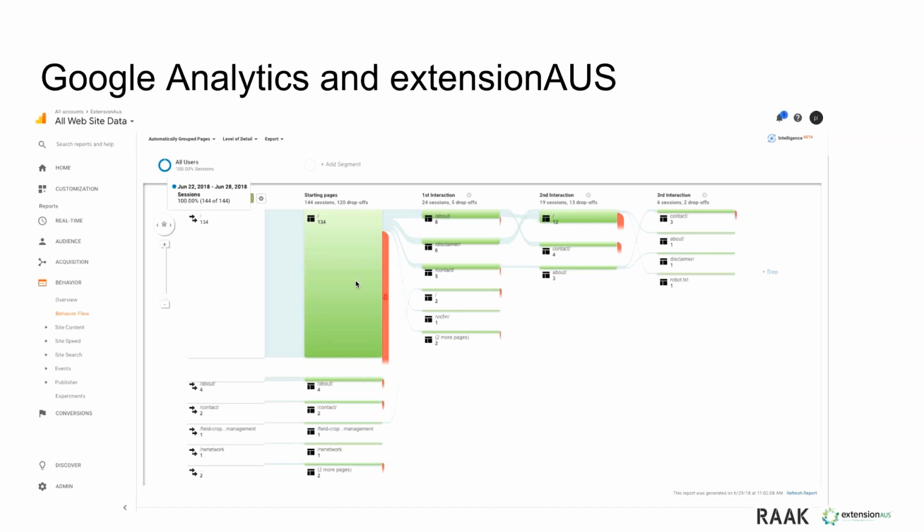Here we can see 144 sessions, 134 on the home page, and then 120 dropped off, and 24 went to the next page, is about, disclaimer, contact, and so forth. So it really shows the movement of a user within your site. And again, it may or may not be very relevant particularly for you, but I find it a very handy tool to see what people are doing.